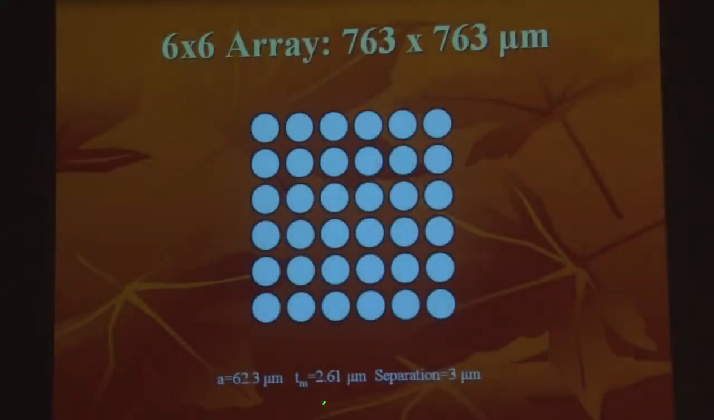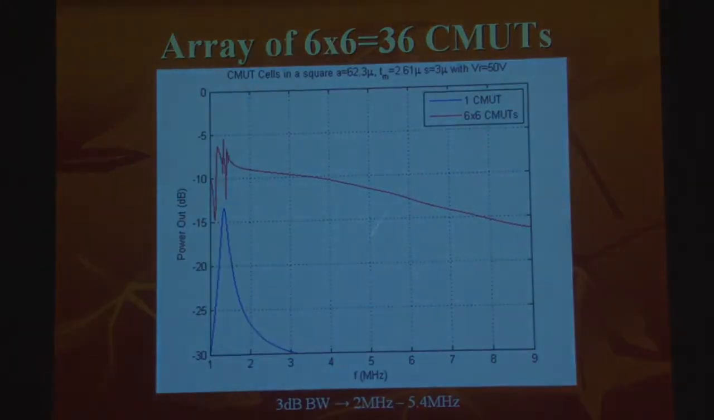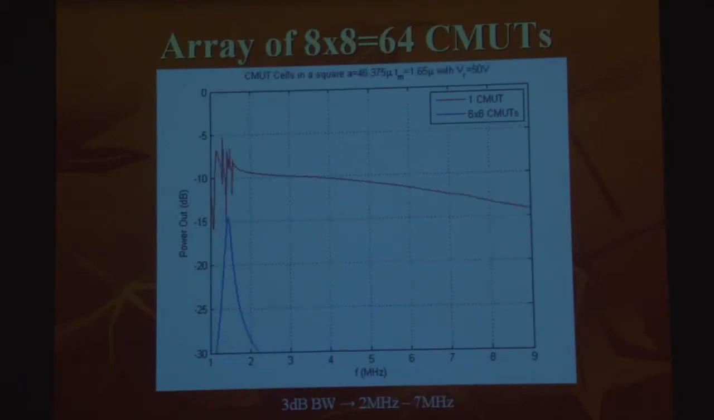If you do 6 by 6, then the bandwidth is this time from 2 megahertz to 5.4 megahertz. If you do 8 by 8, the bandwidth goes from 2 megahertz to 7 megahertz. And as you see, what I call spurious resonances around here get even more complicated when the array size gets bigger, when the number of cells gets bigger. We'll talk about these resonances later.